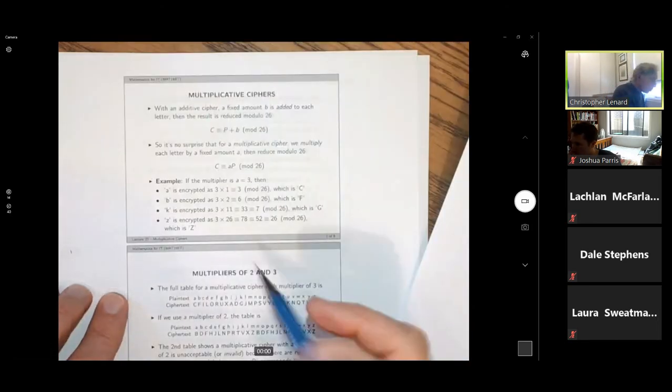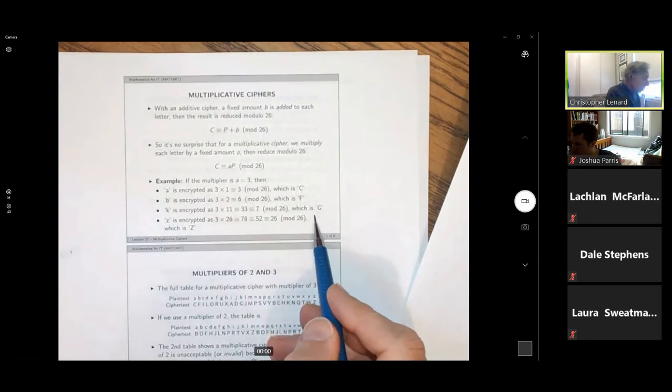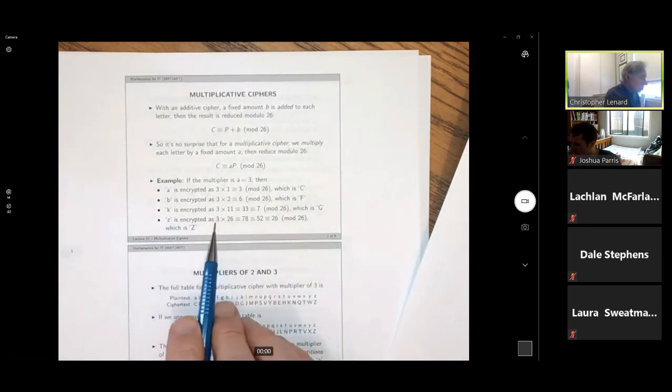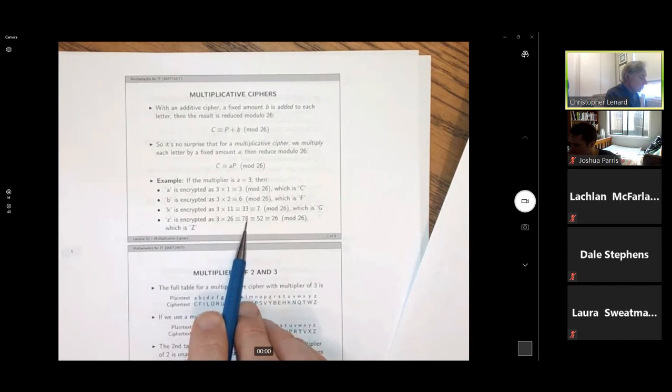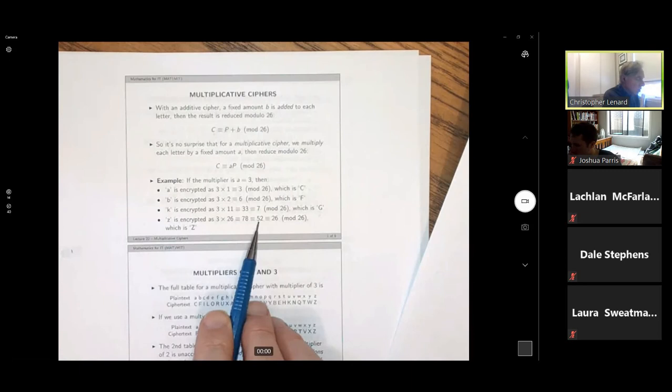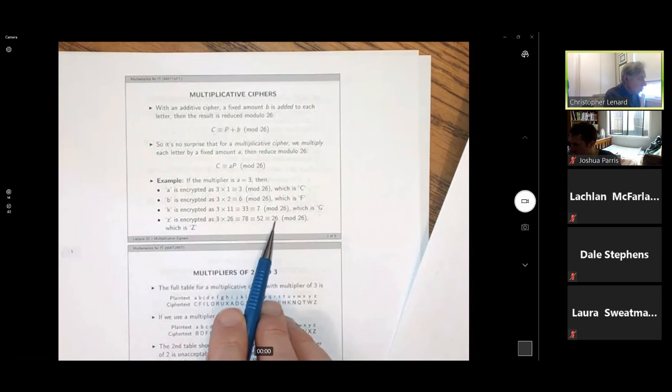Oh, I didn't do it correctly. Z is the 26th. 26 times 3 is 78. Reduce it down to 52, then to 26. So basically, I just subtract 26 each time until I get a number between 1 and 26. And what's the 26th letter of the alphabet? That's Z.